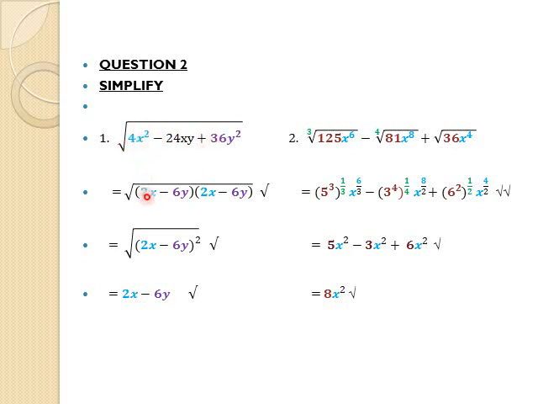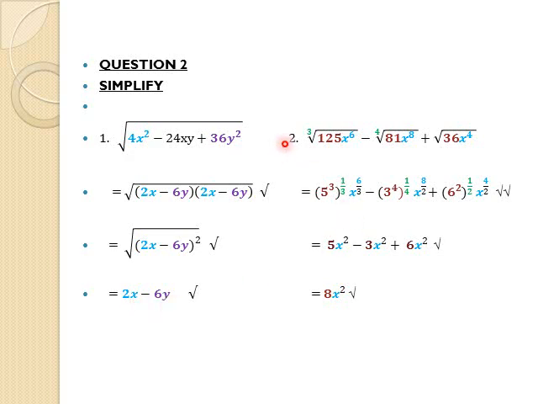4x squared would be 2x times 2x, which gives me 4x squared. 36y squared is simply negative 6y times negative 6y, which gives me 36y squared. And then minus 6 times 2, minus 12, and this minus 12 would give me negative 24. Because the brackets are the same, now I can write them as 2x minus 6y, all squared. Then this squared and the square root cancel, so my final answer simply stays 2x minus 6y.